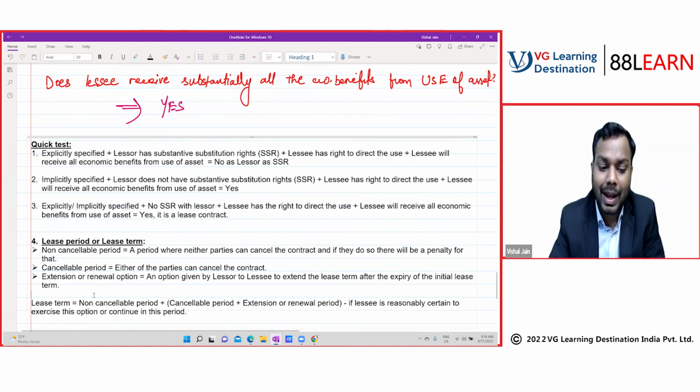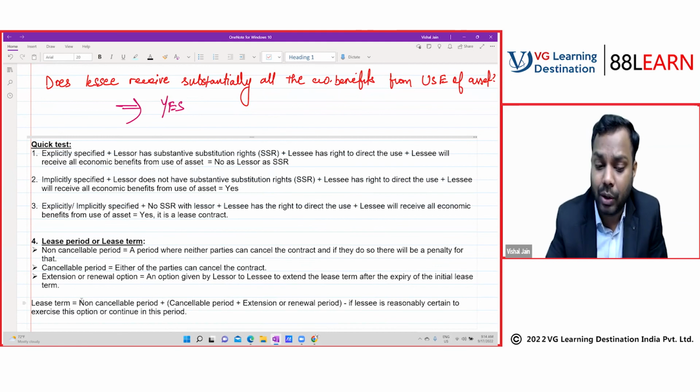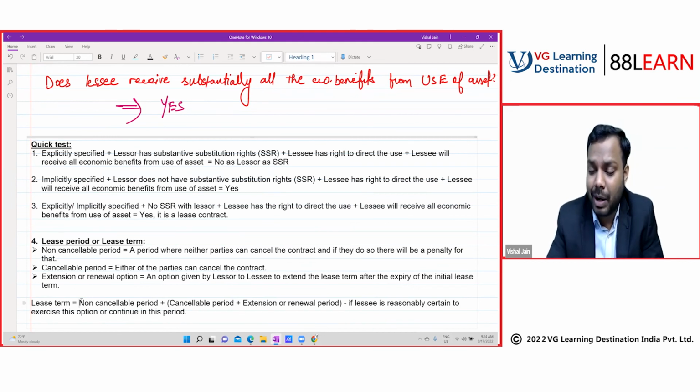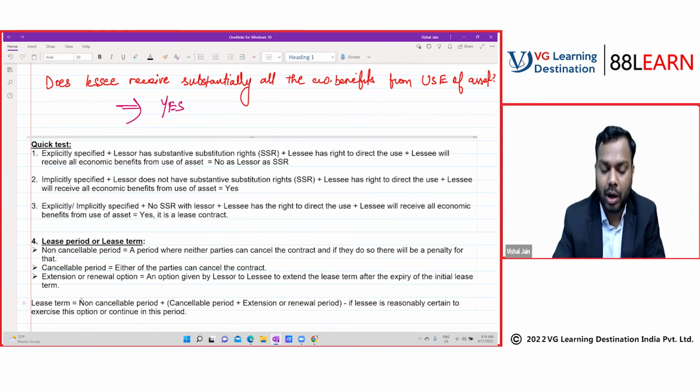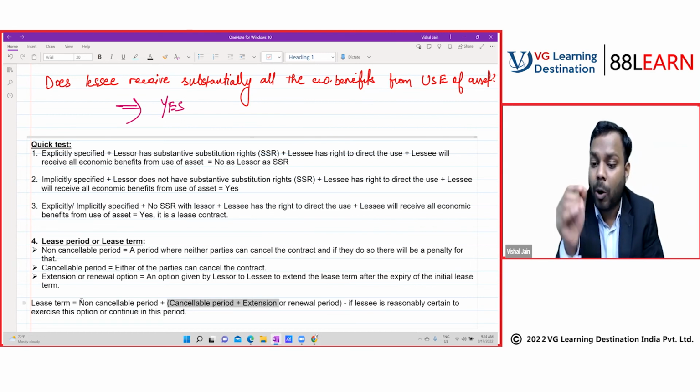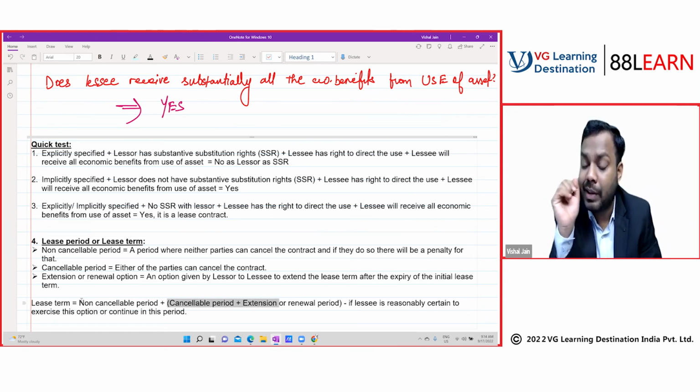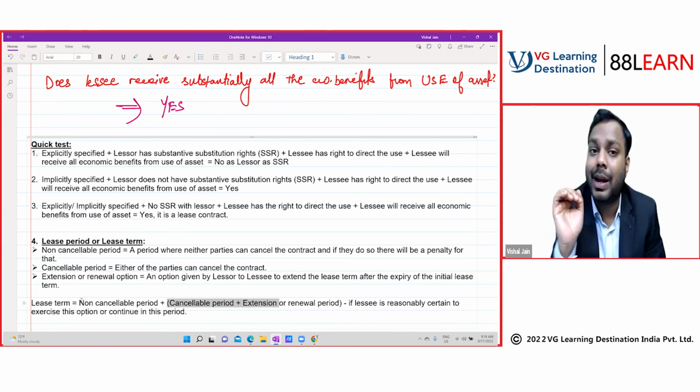Because non-cancelable period is a period where we understand that the lessee will definitely continue, unless there are some unforeseen situations which I cannot predict as of now. In the future, I might have to leave this property, cancel this contract. But otherwise it is assumed that in the non-cancelable period the lessee will definitely continue with this lease contract. But in the cancelable period and extension or renewal period, there is an option with the lessee. If the lessee wants, he can continue. If the lessee doesn't want, he can terminate.